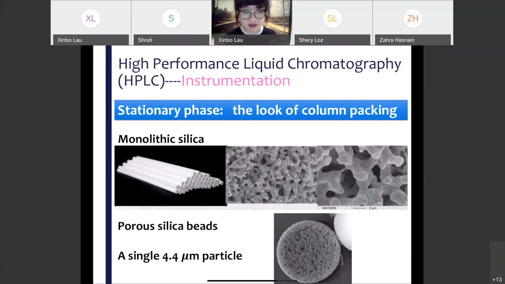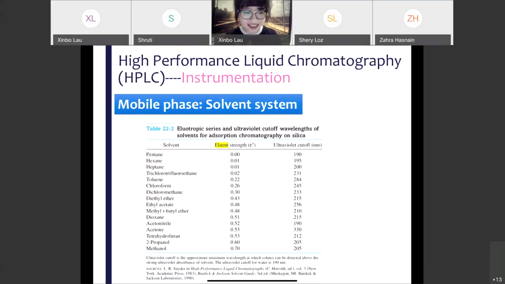For stationary phase, there are different types, and here I showed you some. These are SEM images, and I myself have some experience with SEM. You can study the morphology and the particle size, and it's a huge instrument that's good to know about. In our department, we also have other quite expensive instruments, like AFM. And back to the mobile phase, you have the solvent system and the detector.